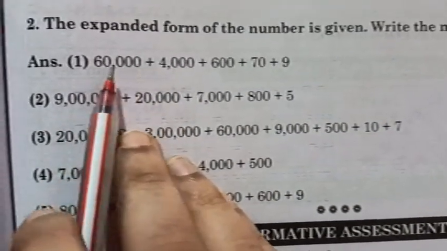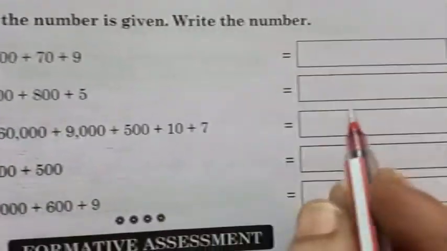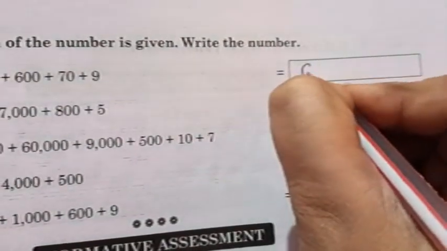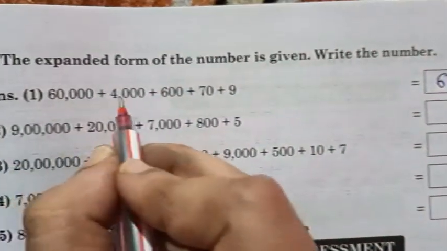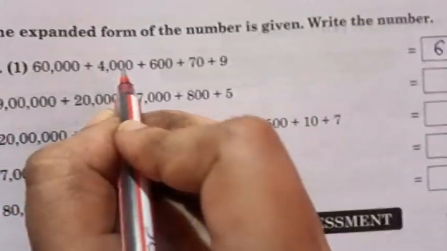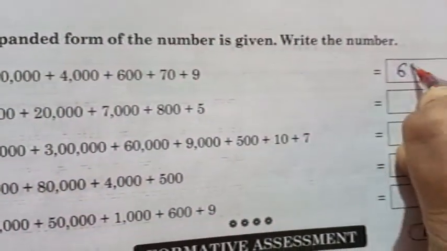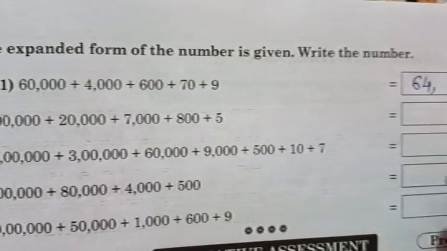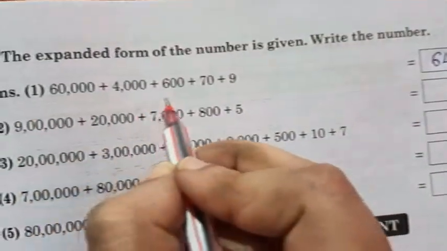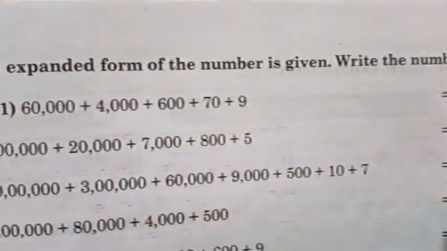Now 6 and how many zeros are there? 4 zeros. So that is which place? 10,000s place. So first we will write here 6. Okay. Plus here 4 and how many zeros are there? 3 zeros. 3 zeros means thousands place. So then you will write here 64,000. Okay. Then is 6 and 2 zeros, that is hundreds place.